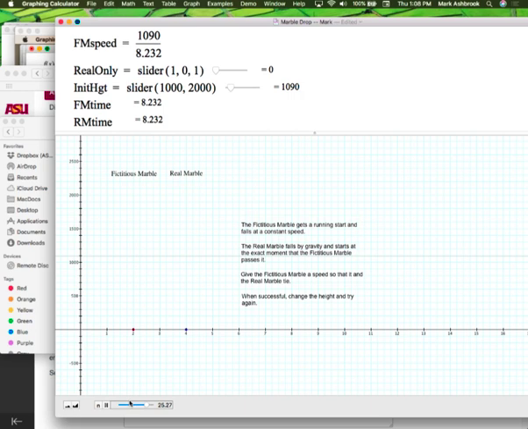And then there's another option here, another slider that's like real only. So if you just want to drop just the real marble, you could do it that way. Then the fictitious marble time never changes. The fictitious marble starts up above the starting line.